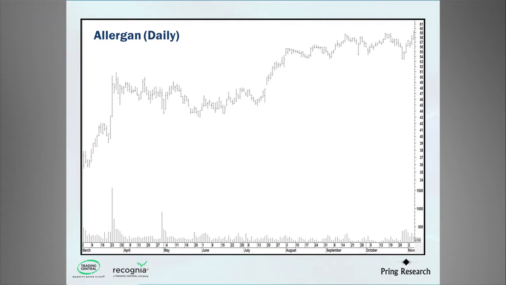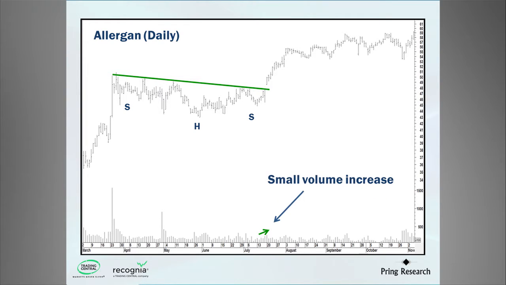An example for a downward sloping continuation inverse head and shoulders pattern is shown in this chart of Allergan. Note that volume on the breakout does expand, but not anything that looks exciting. That's probably par for the course, for rarely do we get a situation where volume explodes on the upside during a breakout. If it does, you can usually take it to the bank.